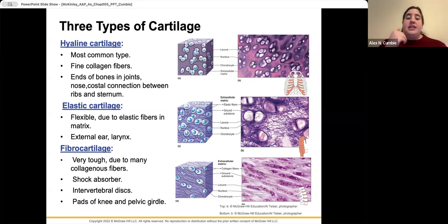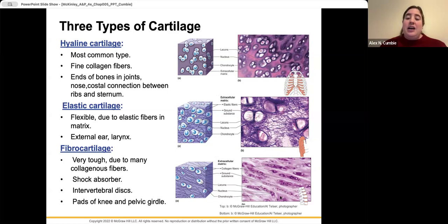Elastic cartilage has elastic fibers in it, so it does have some flexibility and some recoil. We would find this in the larynx, your voice box, which stretches quite a bit. And you can think of your external ear, your pinna or auricle, where we're able to bend this cartilage and then it can recoil back to its original shape. The last type is fibrocartilage. It is very, very tough.